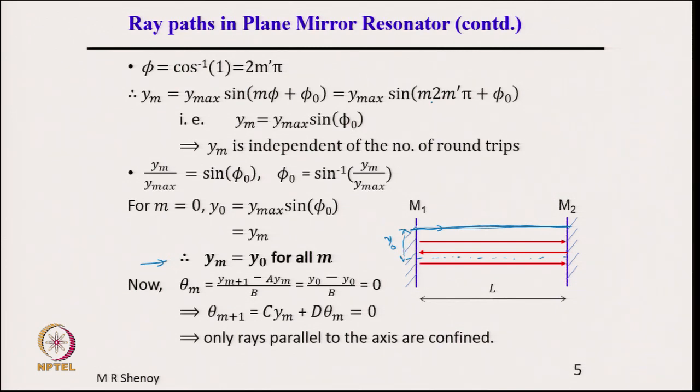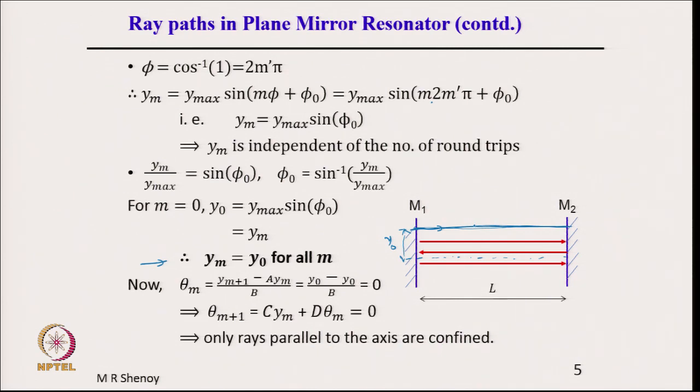Let's just see the theta now. For example, now theta m is given by this expression, (y m plus 1 minus a y m) by b. So, substitute for a and b. So, we get theta m is equal to 0. Therefore, theta m plus 1, which is c y m plus d into theta m, if theta m is 0, is also 0, and therefore, only rays parallel to the axis are confined.